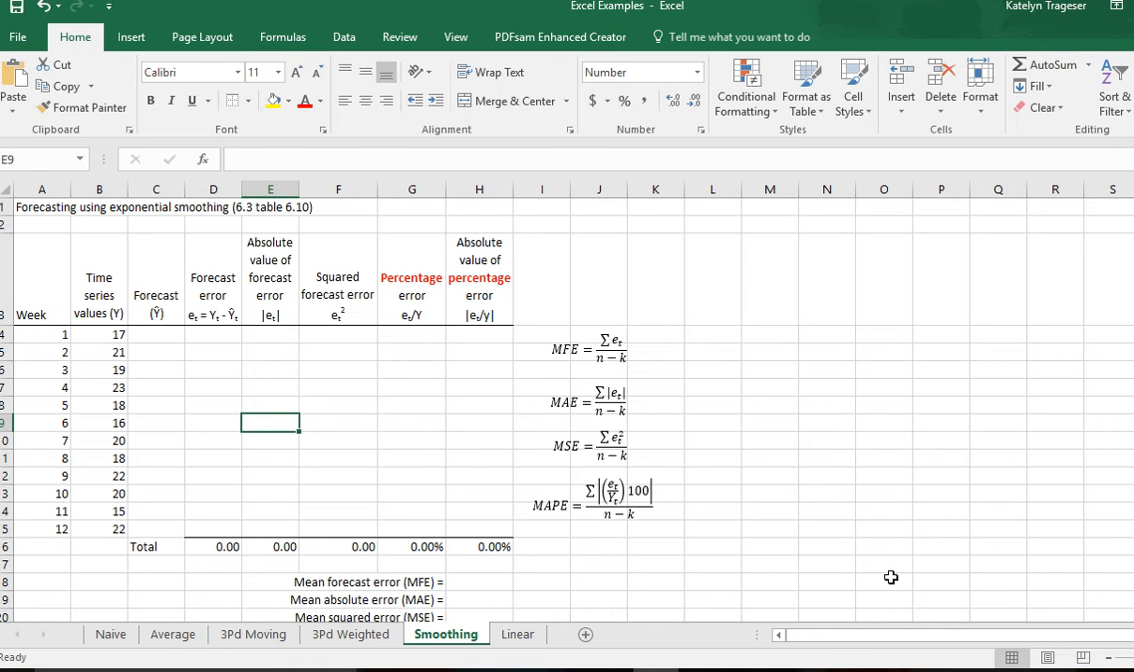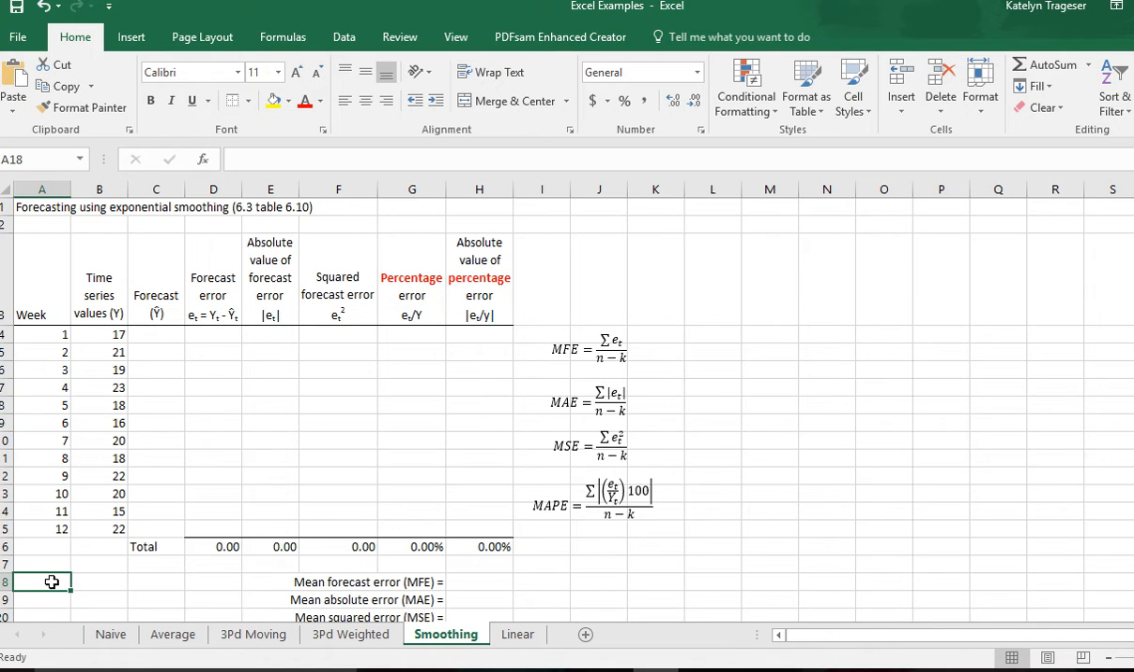Now we'll go ahead and use the exponential smoothing method to forecast. This is found in section 6.3, and we can take a look at table 6.10. This is what we're going to try to recreate. So in exponential smoothing, we are given an alpha value. And we are told in this example that alpha equals 0.2.